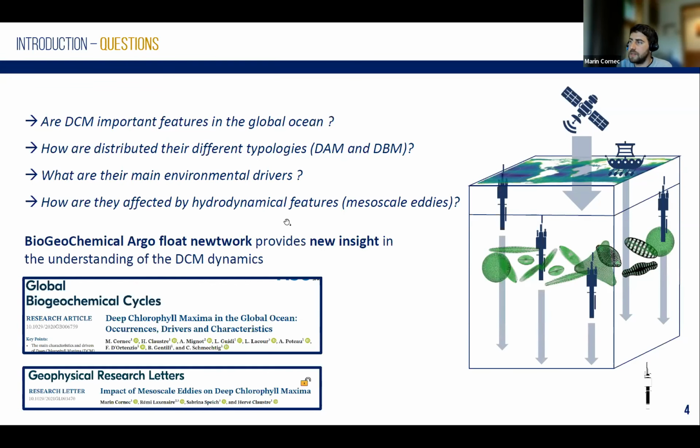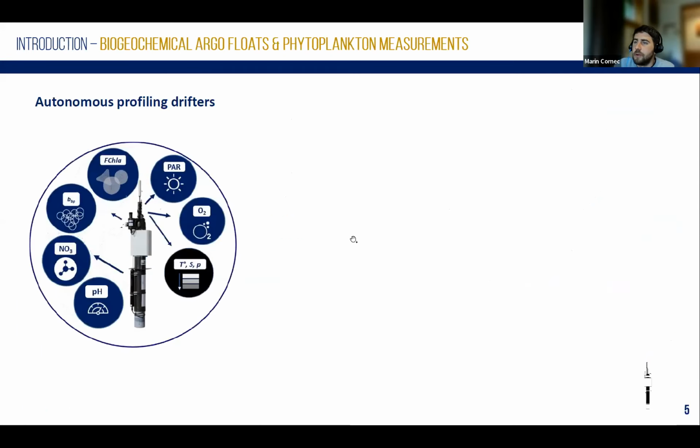For this, we use the global biogeochemical high resolution measurements of various parameters to assess the dynamics, and this work has led to two publications around this subject. As you know, BGC-Argo floats measure an array of biogeochemical parameters.